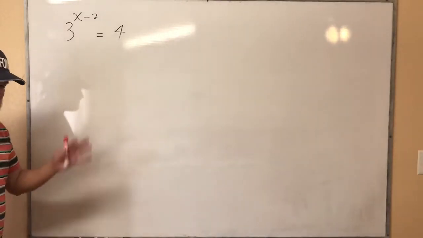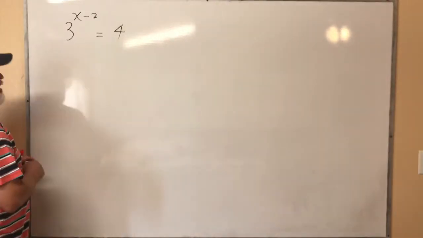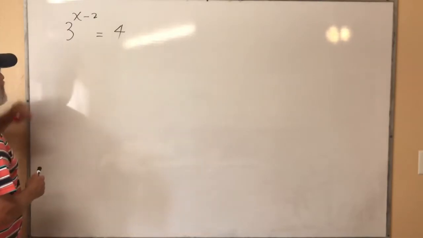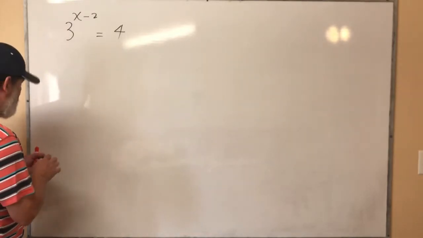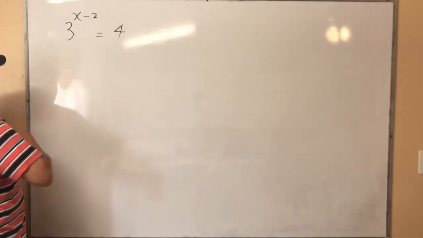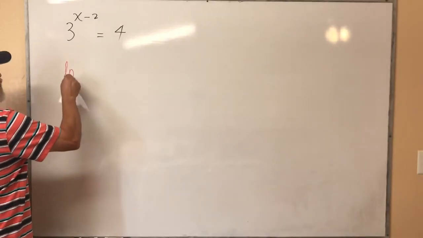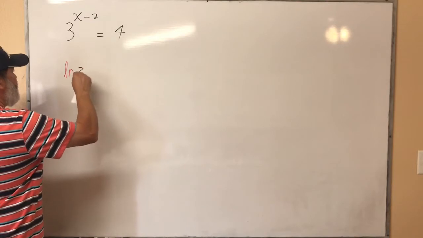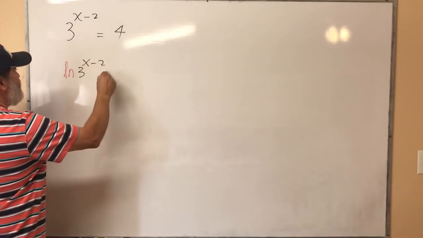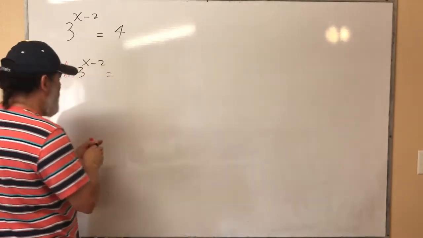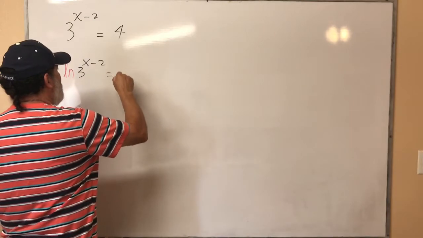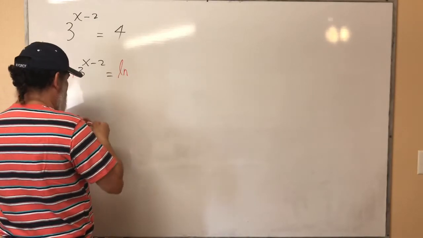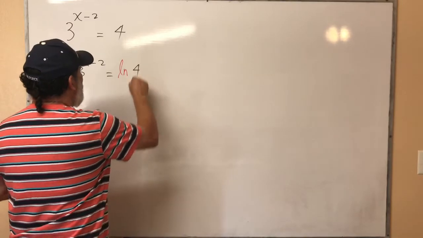But hey, it doesn't matter. In fact, I'll do it both ways. Watch this. I'm going to take the ln. So ln of 3^(x-2) equals ln of 4.